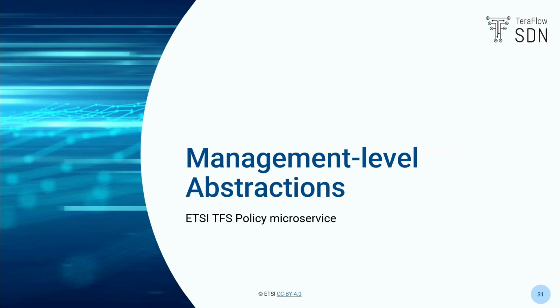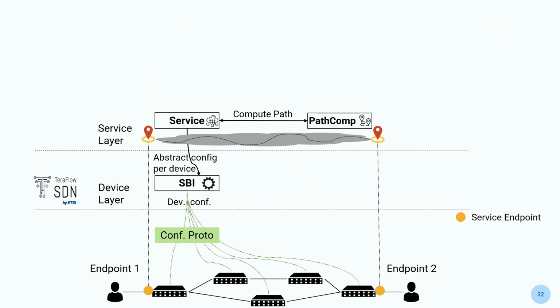And this is why we have management layer abstractions in TerraFlow as well. I will speak about one of them, which is related to policies, but there are others as well, like slicing and so on. So how we now jump from the service layer, how we can elevate higher. This is the topic.